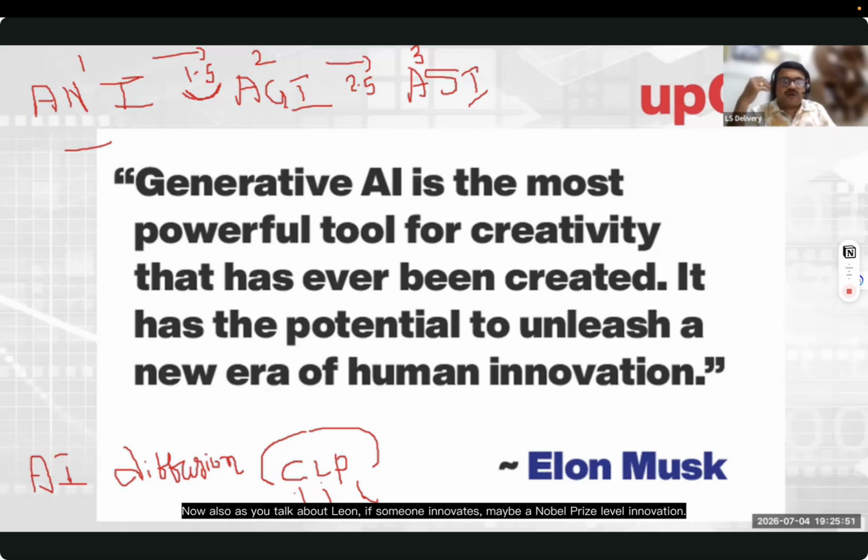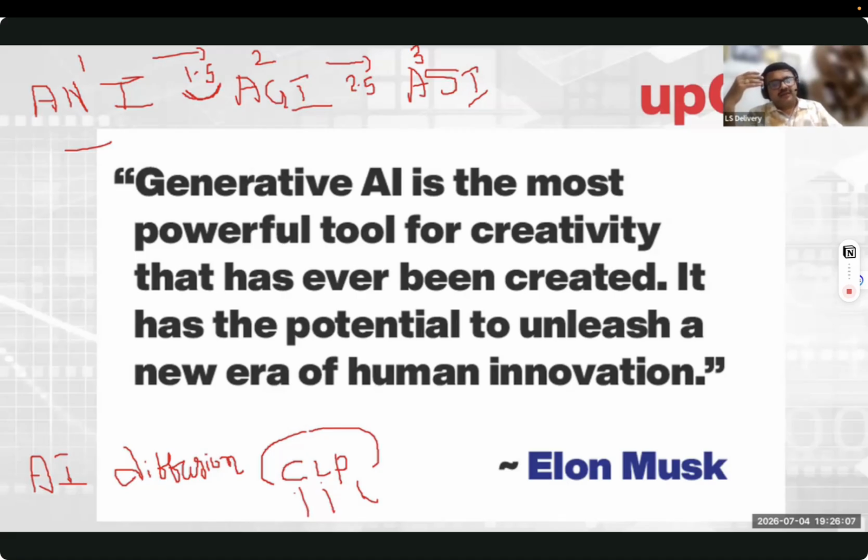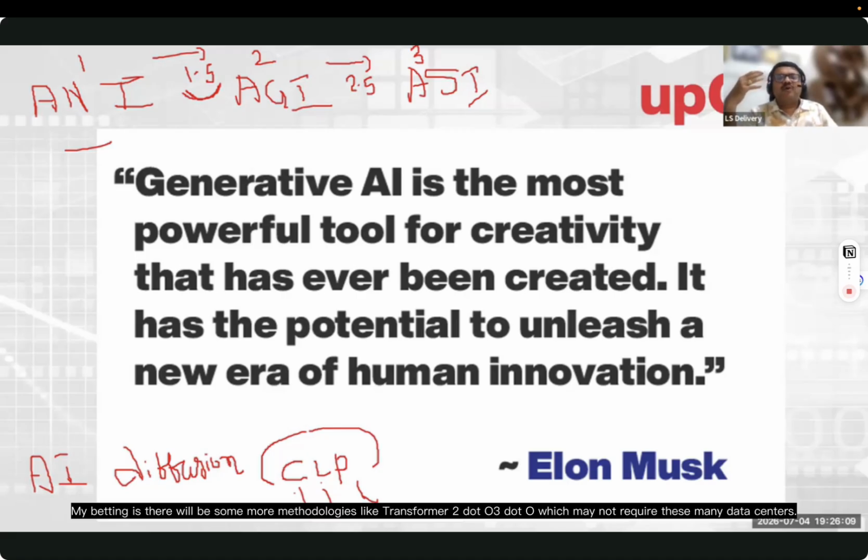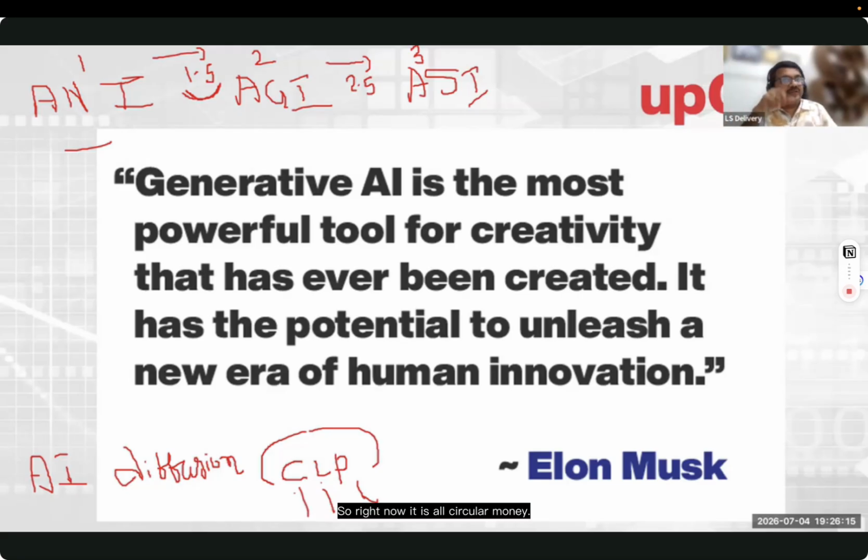Now also, as you talk about, Leon, if someone innovates, maybe a Nobel Prize level innovation. Right now, we are talking about transformers. Some of you might not even have heard of it, but we will make sure we cover those things. Some of you have started using it, which is the basis for this Gen AI. My betting is there will be some more methodologies like Transformer 2.0, 3.0, which may not require this many data centers. So right now it is all circular money.